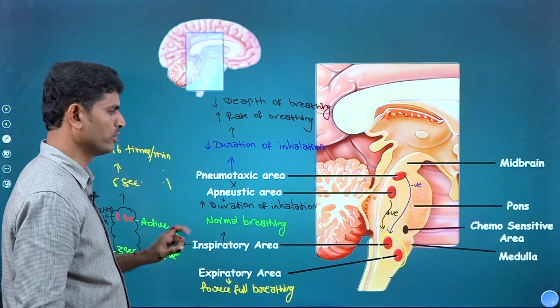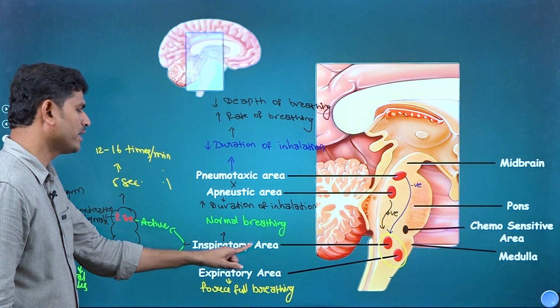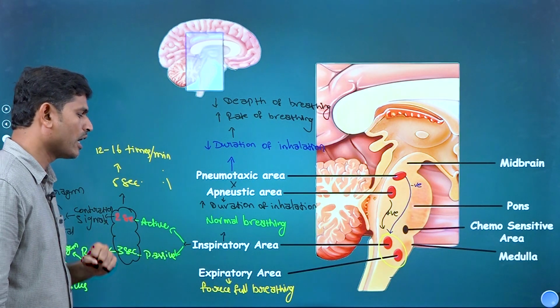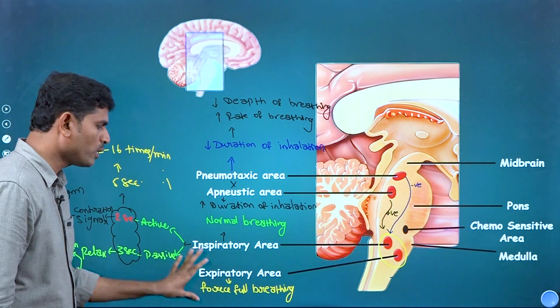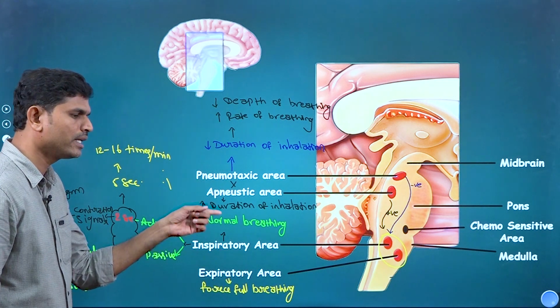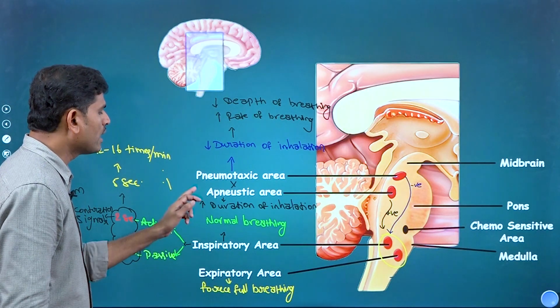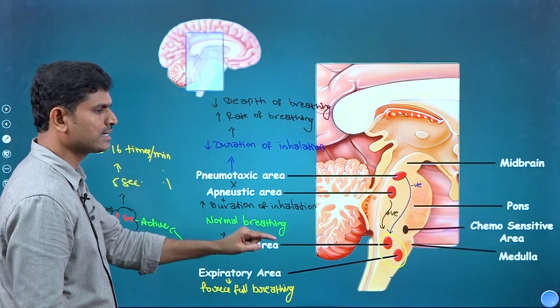Once again we are going to revise that. In the medulla, two areas: the inspiratory area and the expiratory area. The inspiratory area regulates normal breathing, the expiratory area regulates forceful breathing. These two combined form the respiratory rhythmicity center or area, and along with the apneustic and pneumotaxic areas, it forms the respiratory center.